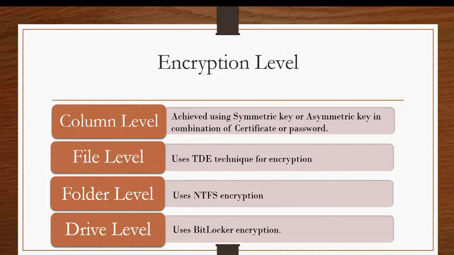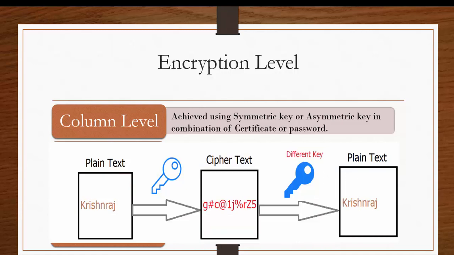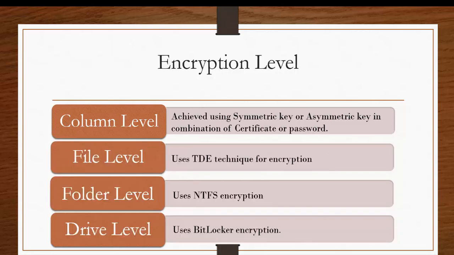Now, what is an asymmetric key? An asymmetric key uses a pair of keys, a private key and a public key, to perform the encryption and decryption, while a symmetric key uses the same key. So in an asymmetric key, it uses the public key for encryption of the data and the private key for decryption of the data. In the demo part, we will see how to create a symmetric key and how it helps us to perform the column level encryption.